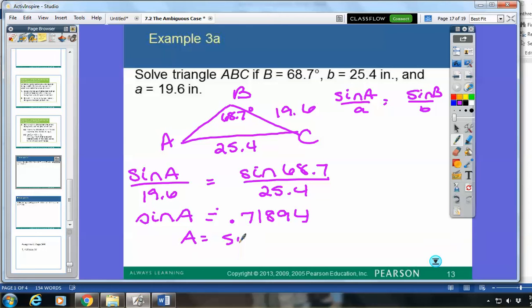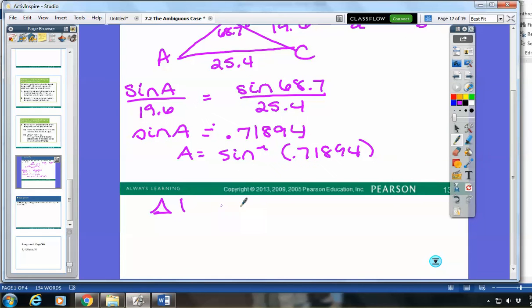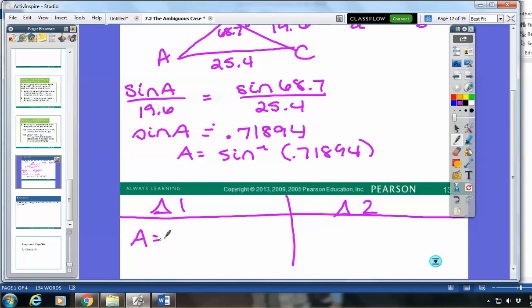So now we have to find our two triangles. So we're going to do sine inverse of that. So in triangle 1, we go to 3 significant digits. That would take it to 46.0 degrees. In triangle 2, what do we have to do? 180 minus 46, which gives me 134 degrees.